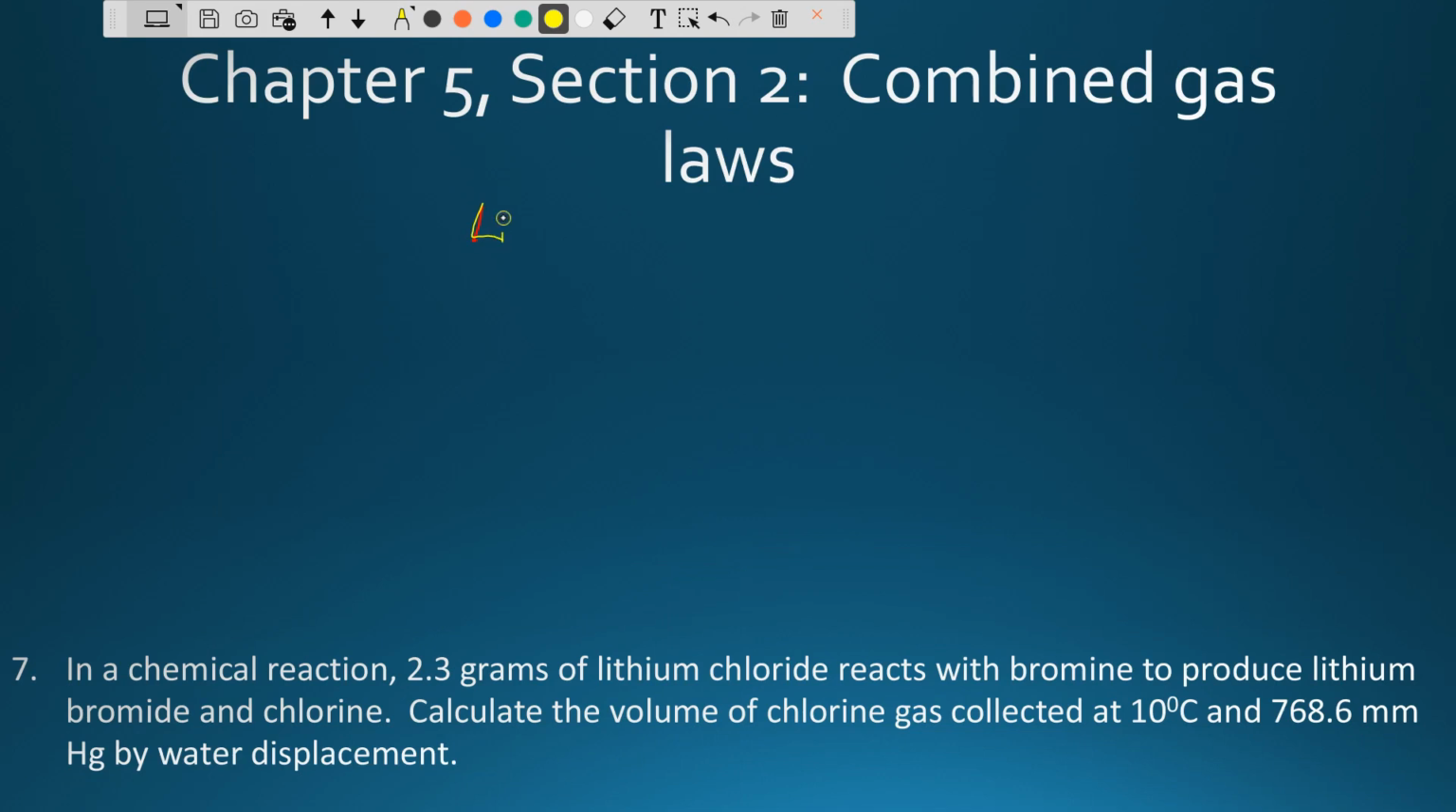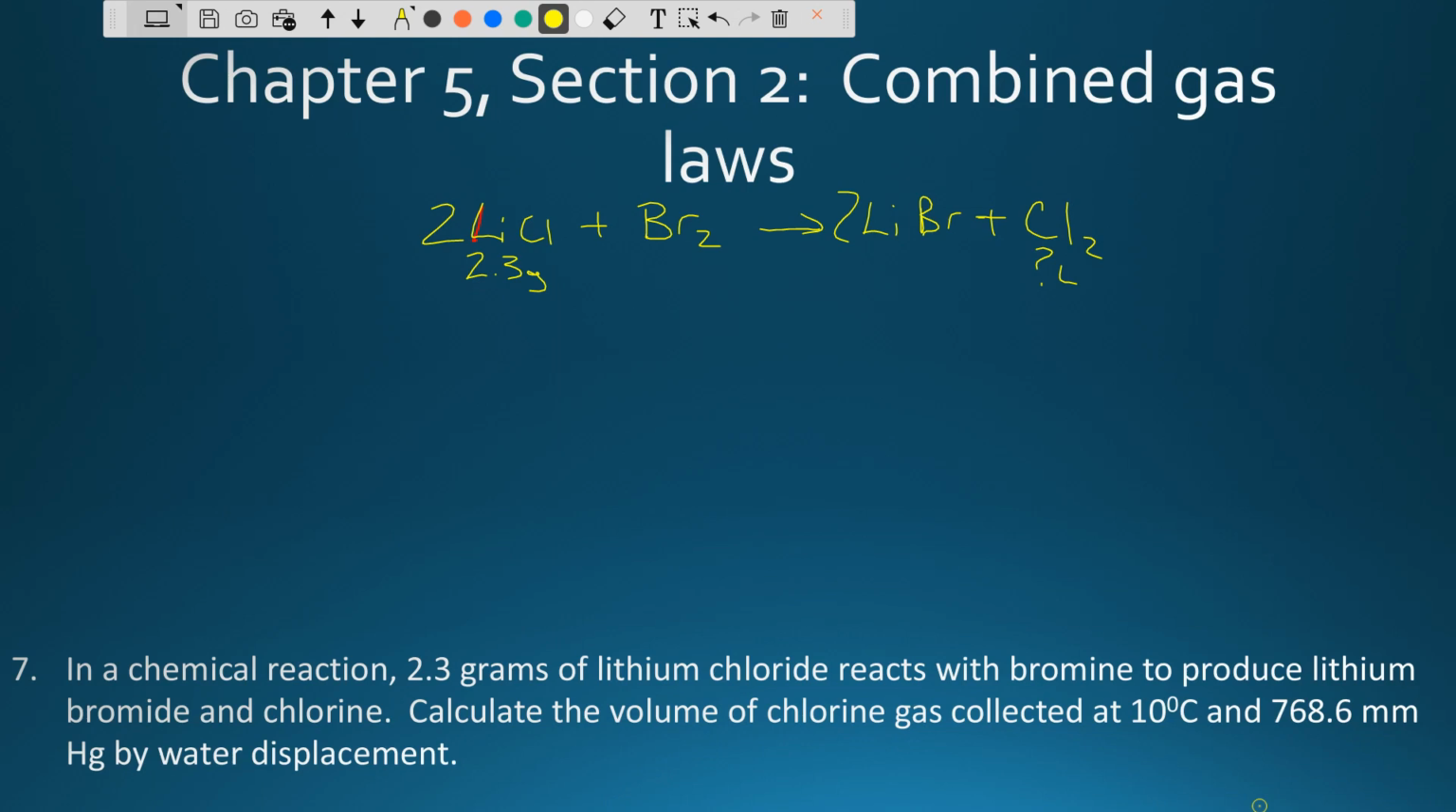And so I have lithium chloride. We're going to be reacting that with bromine. Now be careful, bromine is diatomic, so that's going to affect our balancing, isn't it? I'm going to produce now my lithium bromide, and I'm going to get chlorine, which is also diatomic. So if I'm going to be balancing it from here, I have two bromines, and 2 lithium chlorides. So this says that I have 2.3 grams of this, and I need to know how many liters of this. Calculate the volume of chlorine gas.